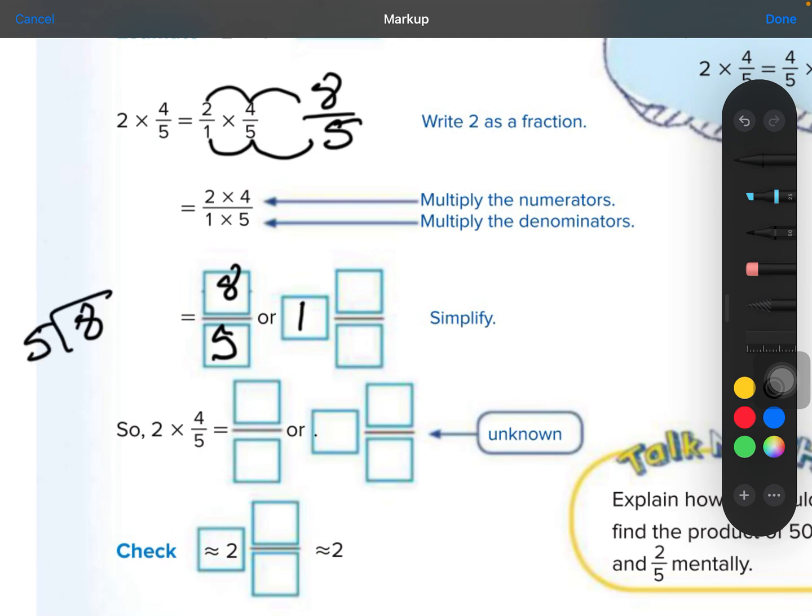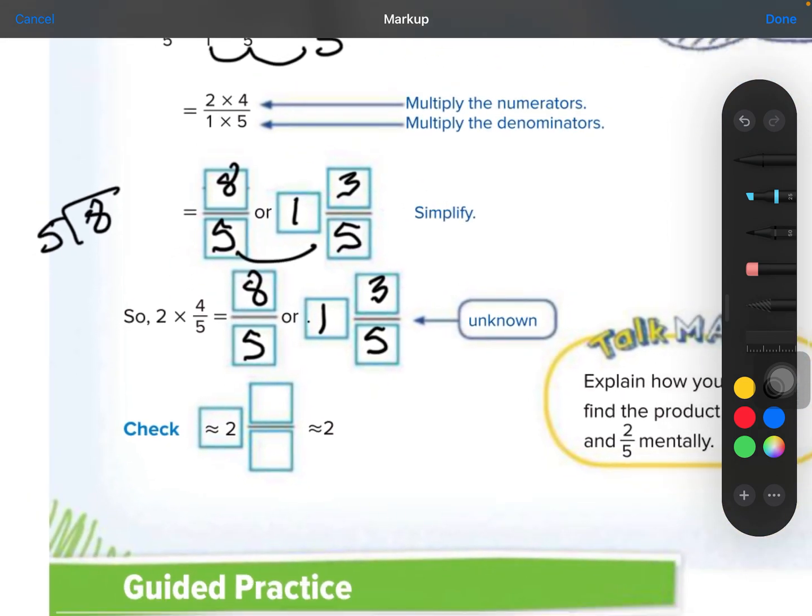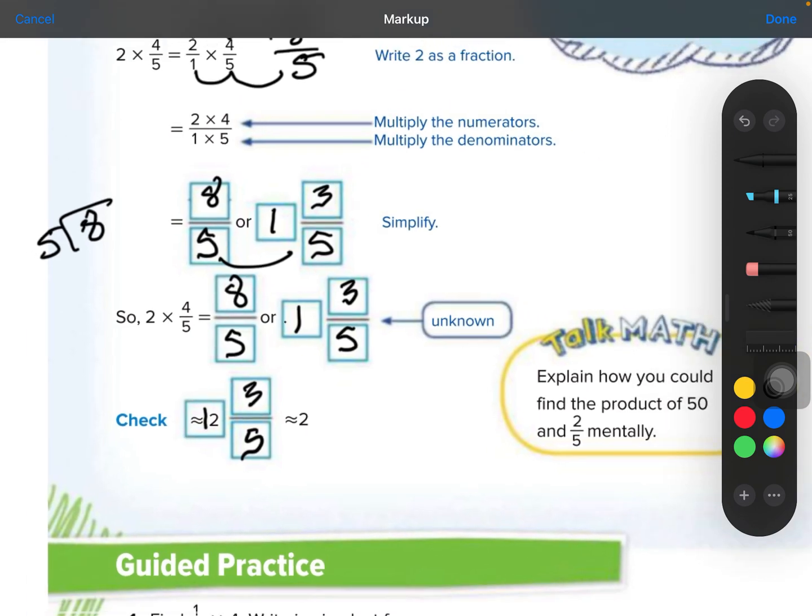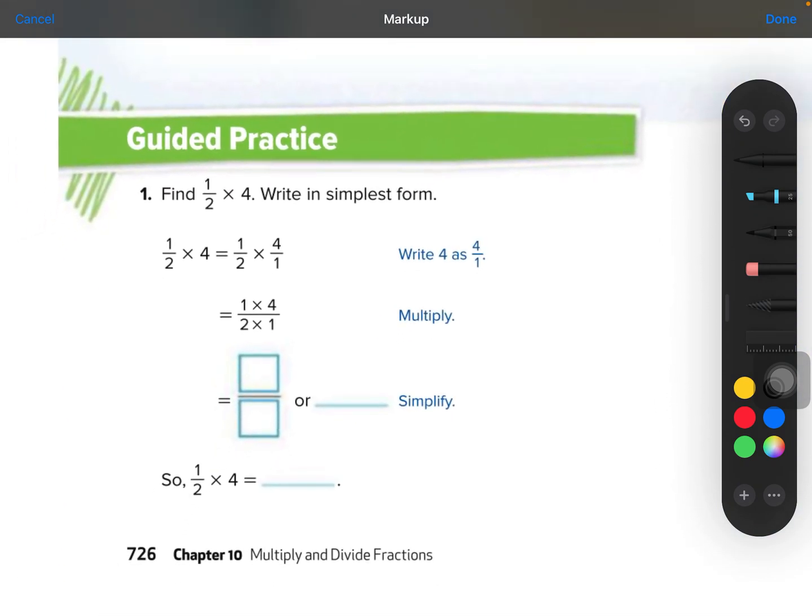But that's top heavy. So we take 8 divided by 5. 5 will go into 8 at least one time, and then there's going to be 3 left over. And we'll bring the denominator over, which is 5. So the simplified is going to be 1 3/5. The top heavy number is 8/5. So we estimated roughly that it would be 2, and we know that our answer is going to be 1 3/5.